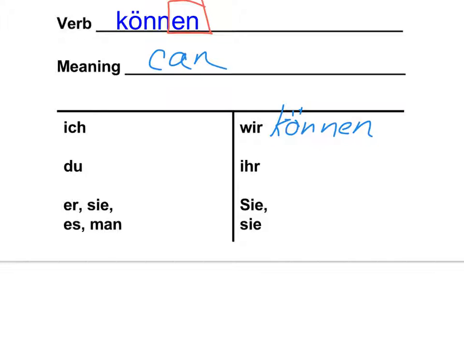What about er? Kann. The umlauts? No. Okay, so the er is kann. You gotta try that one. Er kann. Okay. What is sie and sie going to become? Können. Yep, good. Same as the beginning.